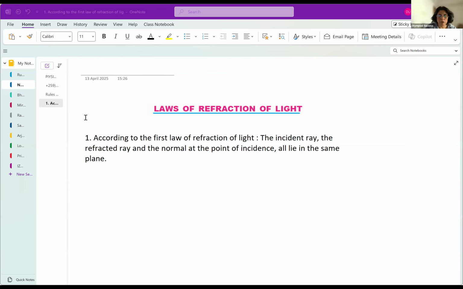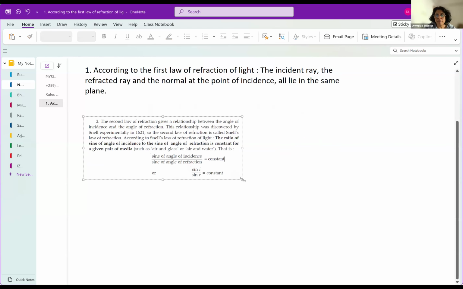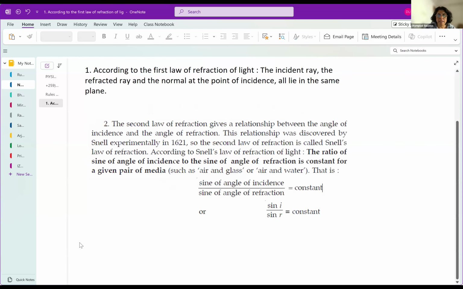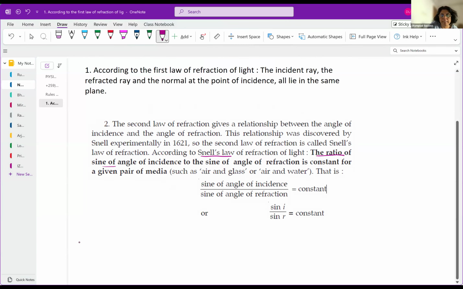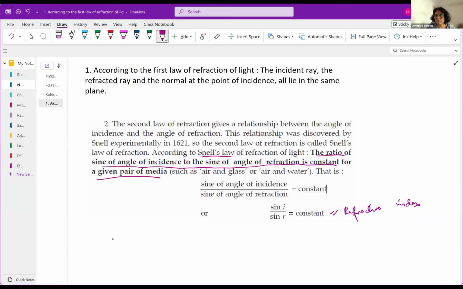The second law of refraction gives the relationship between the angle of incidence and the angle of refraction. This is called Snell's law because it was discovered by Snell. Have you done trigonometry in mathematics? So the sine of the angle of incidence to the sine of the angle of refraction is a constant, and this constant is known as the refractive index of a medium. You have done trigonometry, right? Yeah.